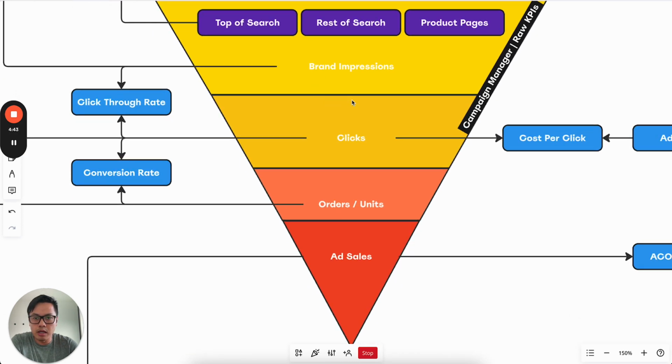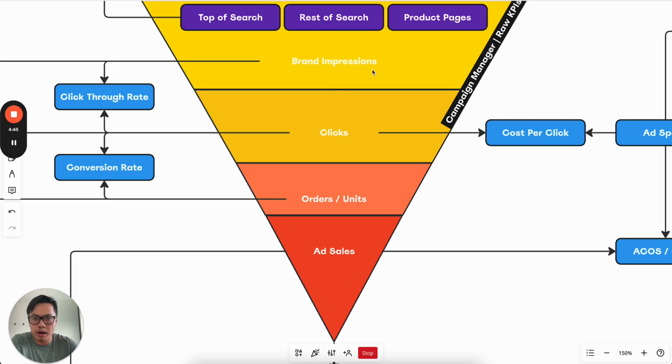So going down the funnel, after brand impressions, those guys that show up on your search engines for that specific keyword will then click through to your product page. From there, they can make a purchase, which is then counted as an order. And then once you have an order, that multiplied by your product price will give you your ad sales. So this is the full campaign manager funnel.